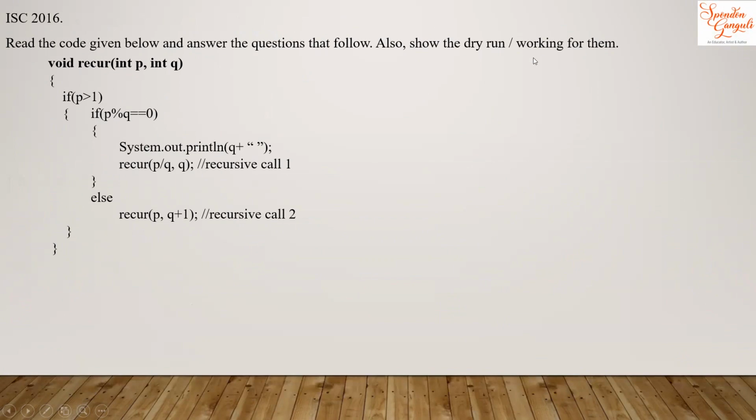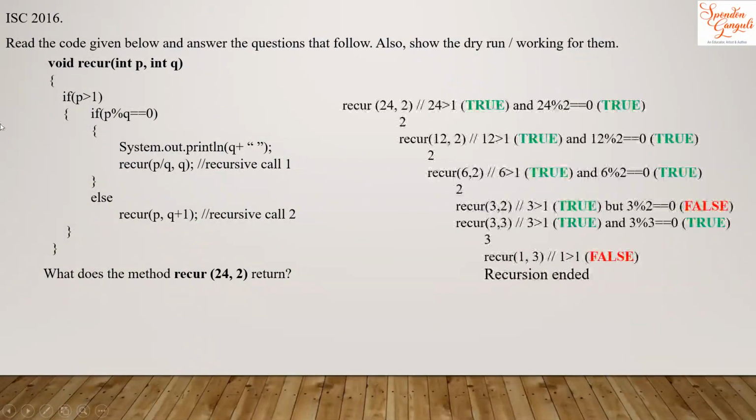Also, let's show a dry run. Here you can see a recursive function called recur with two integer parameters. There are two conditions. Then we have a recursive function called 2 times: recursive function call 1, recursive function call 2. What does the method recur return if 24 and 2 is passed as a parameter? Let us see this one.